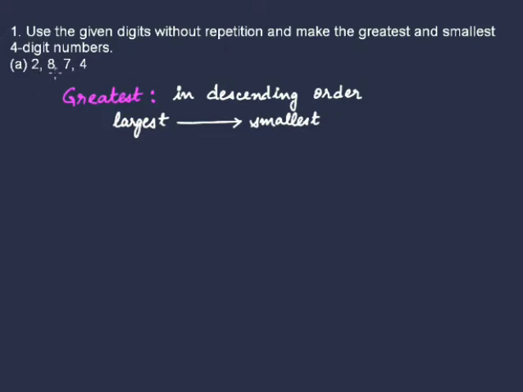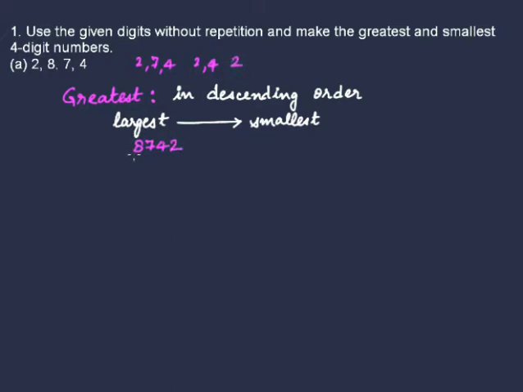So among 2, 8, 7 and 4, which is the largest one? Of course 8. So let's write 8. We are left with 2, 7 and 4. Which one is the greatest now among 2, 7 and 4? Of course 7. So we write 7 here. We are left with 2 and 4. Which one is the greatest? Of course 4. We are left with 2 only, and we'll write 2 here.